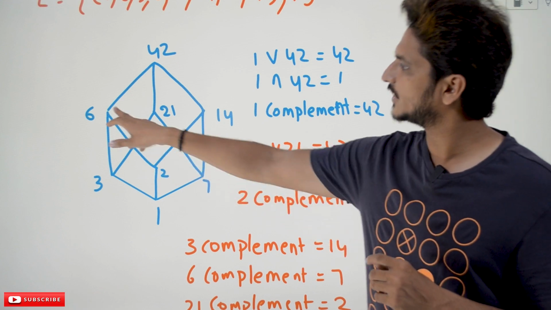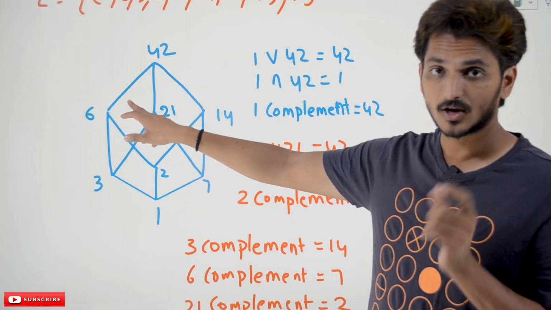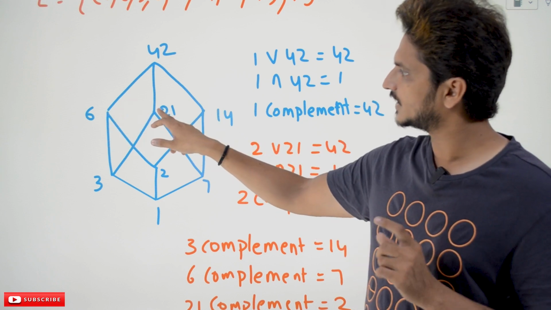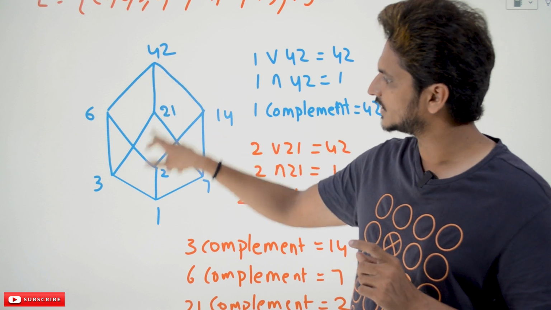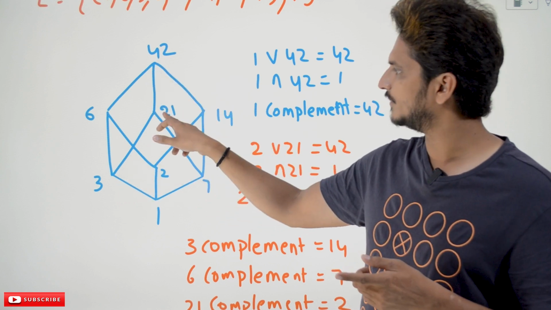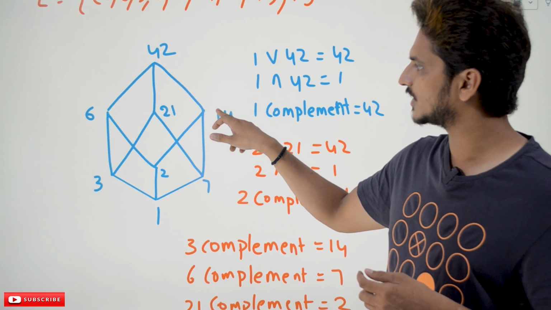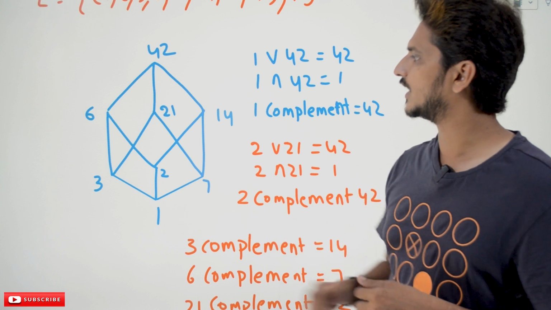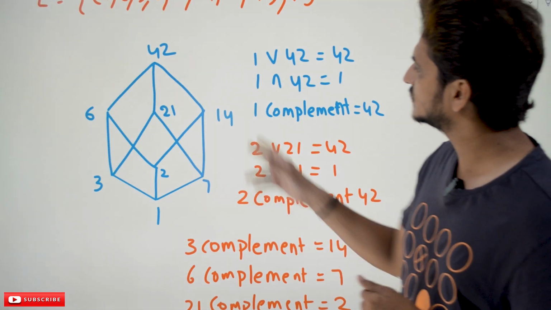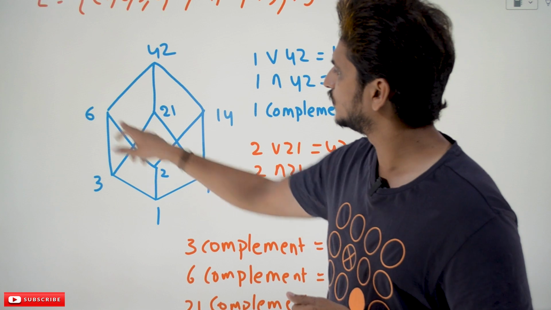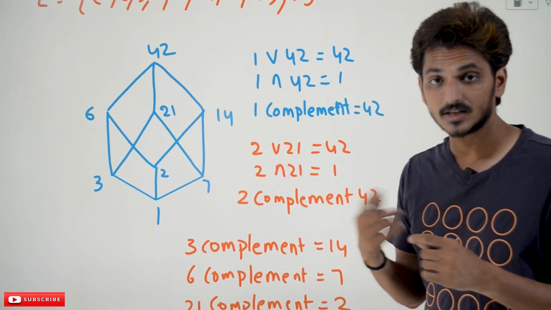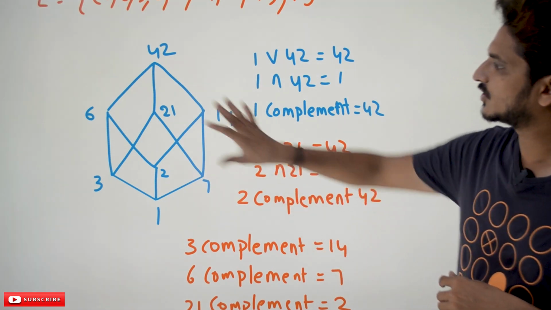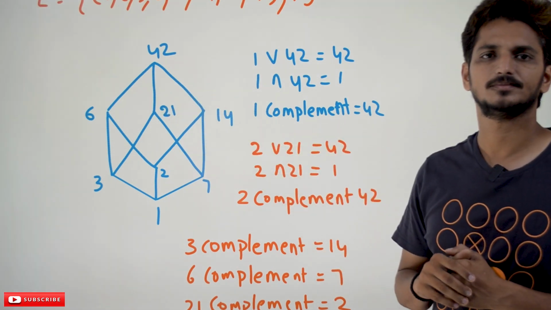You take any element. If you take 6, you need to identify a complement element. Say 6 and 21. The least upper bound is 42. The greatest lower bound is 3. So it is not the complement. Consider 6 and 14. The least upper bound is 42. The greatest lower bound is 2, not 1. So they are not complements. Like that you have to check the remaining elements. All the elements will have a complement, so it is a complemented lattice.